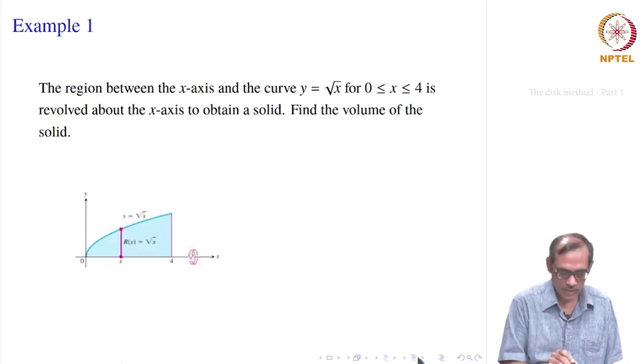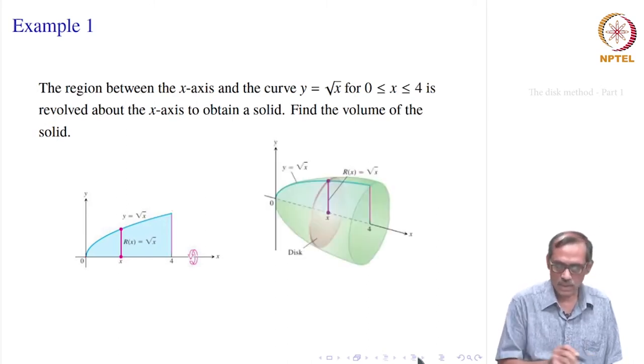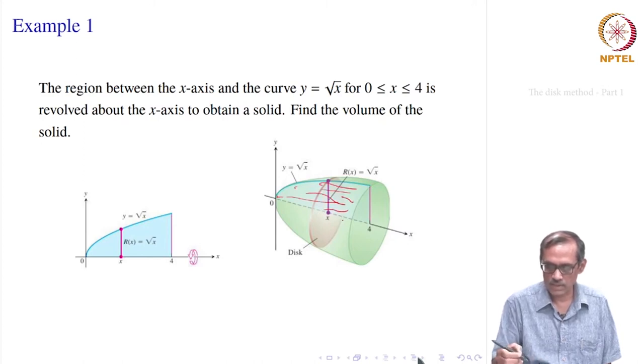You have y equal to square root of x, which is the blue one here, and then any x lies between 0 and 4. So, you get some solid here. That solid is obtained by revolving this curve, in fact this region, about x axis. So, that is how it looks. This is the region. So, that region is revolved around x axis to get this particular solid.